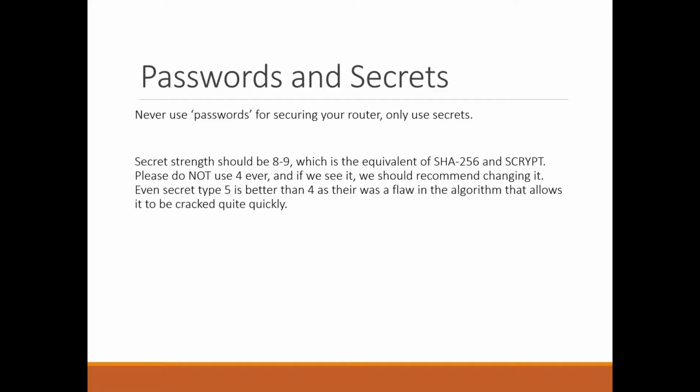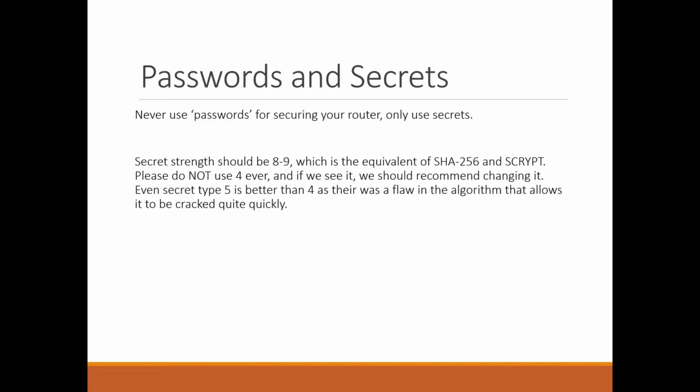When it comes to secrets, the biggest rule of thumb is we never ever want to use level 4 encryption for our secret. There was a flaw in the algorithm, in what they call the salting of the algorithm, which allowed it to be cracked quite quickly. So anything is better than 4 when it comes to secrets. A 5, which is based off of the MD5 hash, is better than a 4, for example, right?